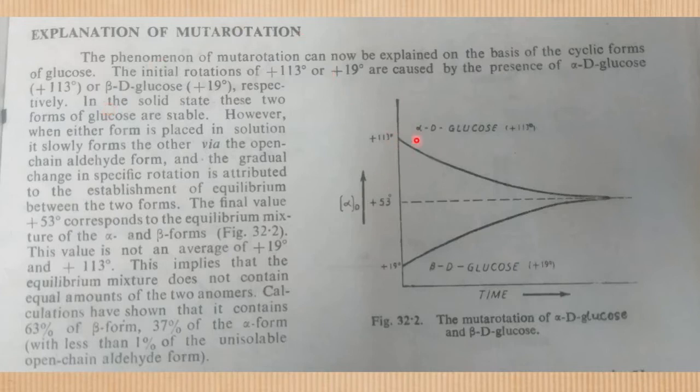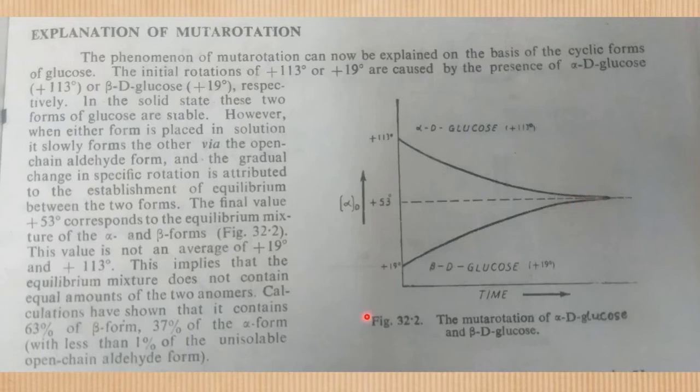Look at this graph. Here in the y-axis, the specific rotation is given. In the x-axis, it is recorded along with the time. Initially, suppose we are taking the alpha form. In the initial stage, the optical rotation of the alpha D-glucose solution is plus 112 degree. This gradually decreases with time and reaches the equilibrium value of 52.5 degree.